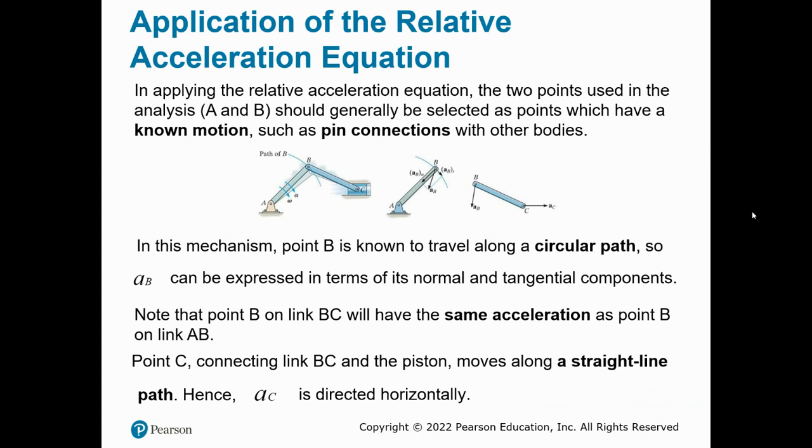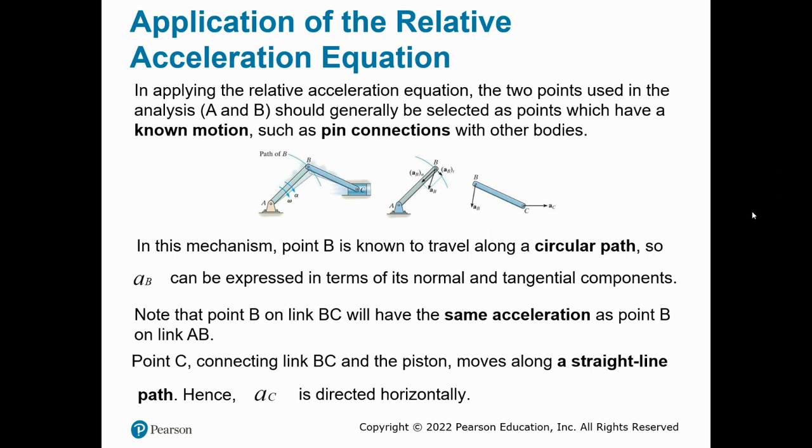In applying the relative acceleration equation, the two points used in this analysis, A and B, should generally be selected as points which have known motion, such as the pin connections with other bodies. In this mechanism, point B is known to travel along a circular path, so a_B can be expressed in terms of its normal and tangent components. Note that point B on link BC will have the same acceleration as point B on link AB. They're connected together, so whatever the motion is will be the same regardless of whether I'm looking from link AB or from link BC.